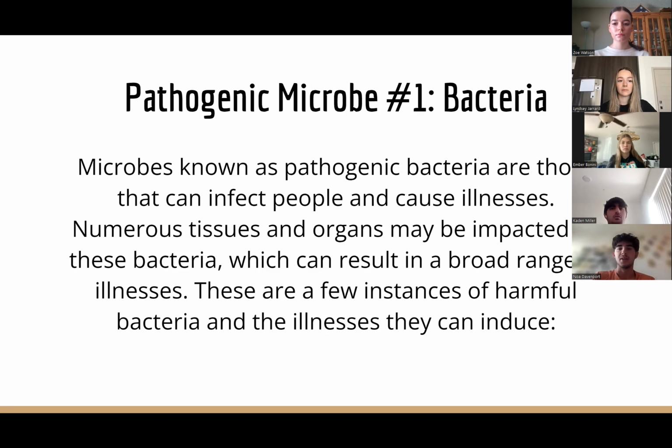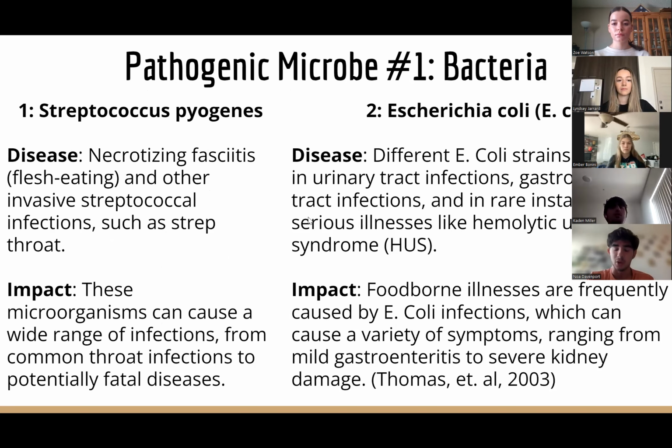Some examples of pathogenic bacteria, you have Streptococcus pyogenes and Escherichia coli, or E. coli. Streptococcus pyogenes is a bacterium that can cause anything from strep throat to more serious illnesses like necrotizing fasciitis. It spreads by respiratory droplets or direct contact with the skin, and the toxins it produces can increase its cling to the host itself.